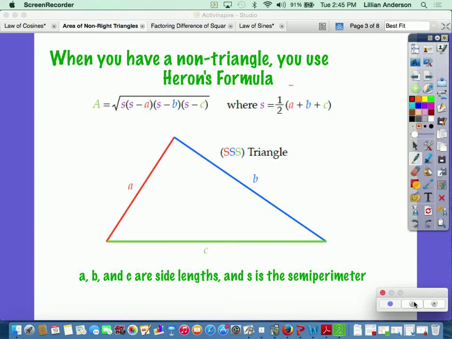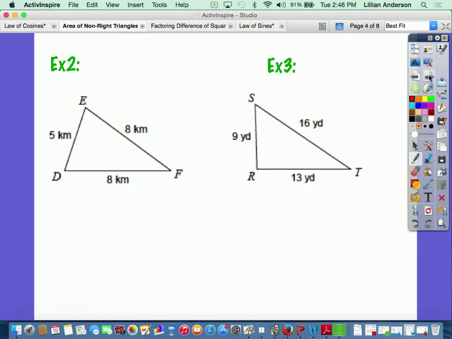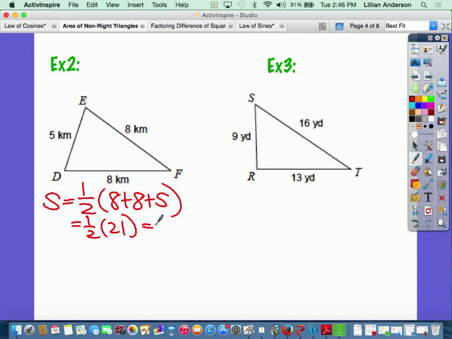Honestly, guys, it really is just that simple. You have the formula, you know how to find S, and so you just plug it in. So here are all your sides. Yes, your triangle is not labeled A, B, and C, but it really doesn't matter because you're subtracting each side from S. So let's find S. It is half the sum of all your sides. What's 8 plus 5 plus 8? And what's half of 21? So S is 10.5. You have to find that out first. You can't do Heron's formula without figuring out S first.